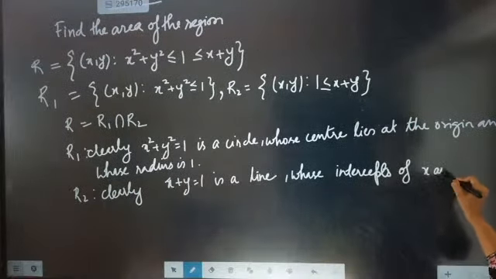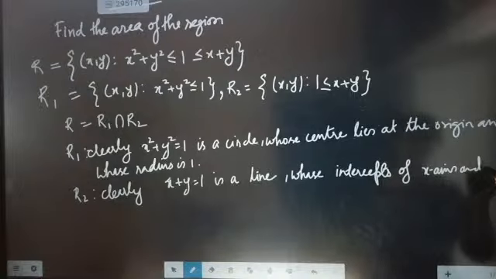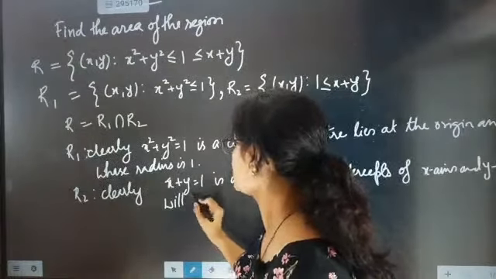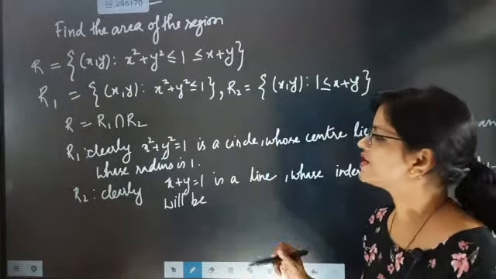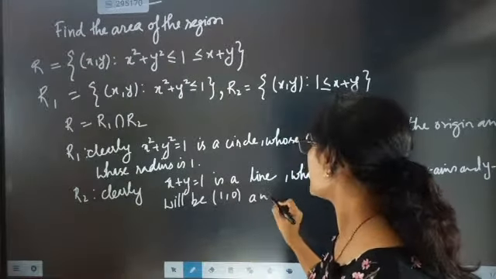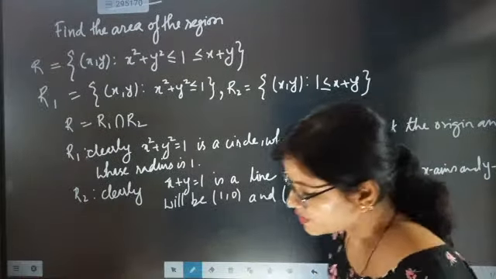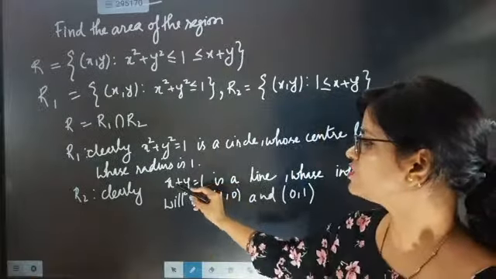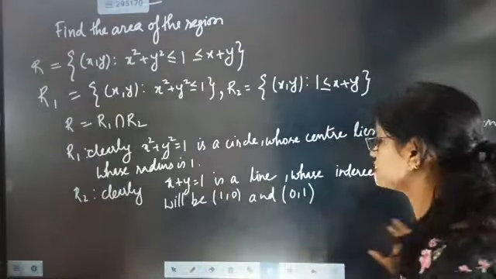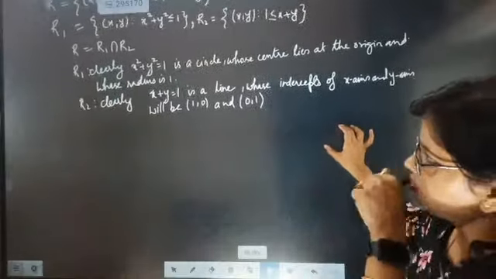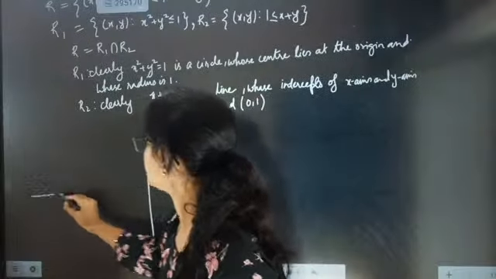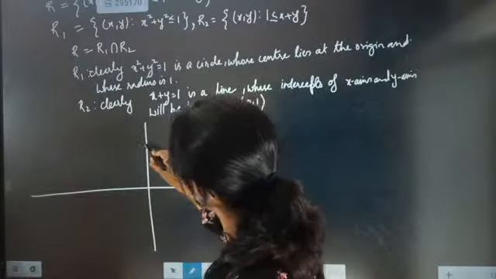on x-axis and y-axis will be, so what will be the intercept: on x-axis intercept will be 1 comma 0 and y-intercept will be 0 comma 1, because when you will put x equal to 0, y is coming as 1. When you will put y equal to 0, x is coming as 1. So now we are ready. So first we are going to draw the circle. Drawing the circle.